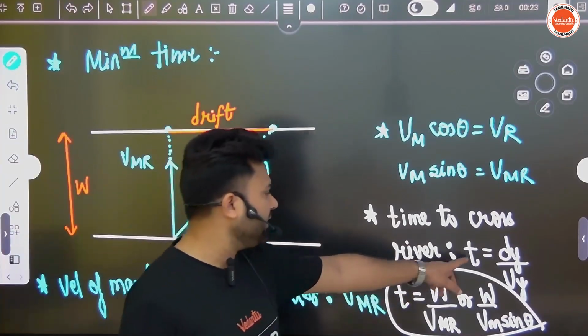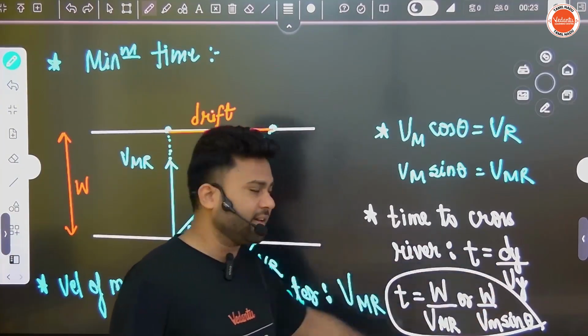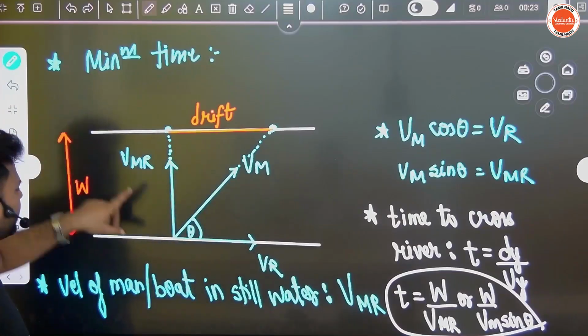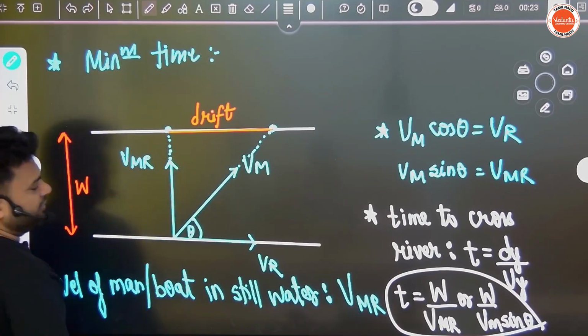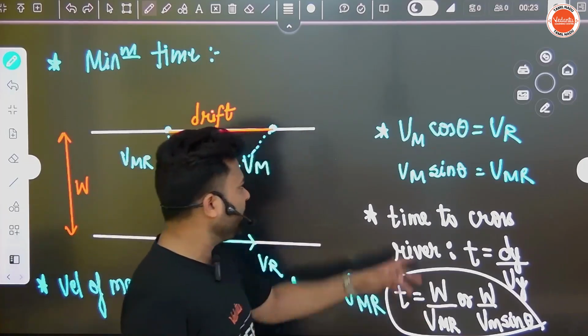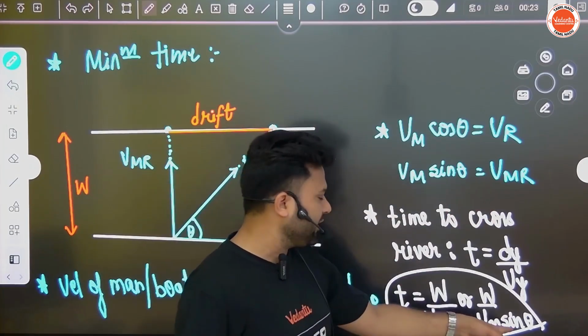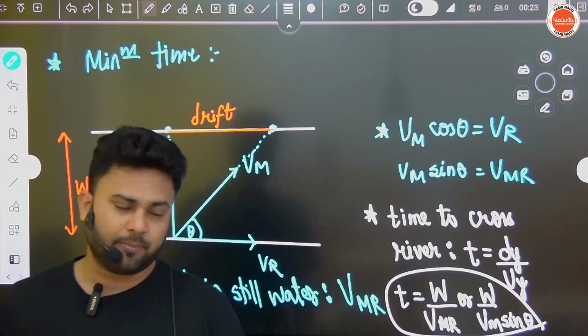So what is the basic funda? Distance in y direction is speed in y direction times time. Distance in y direction is W. What is the speed in y direction? VMR. This is the y direction. So VMR. Achha, what is VMR from here? Vm sin theta. That's why I have written Vm sin theta.